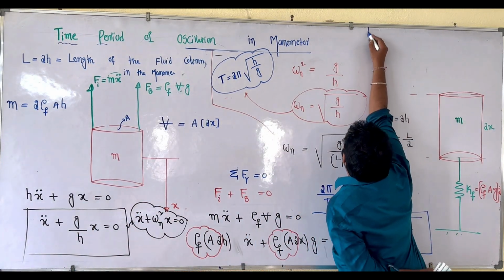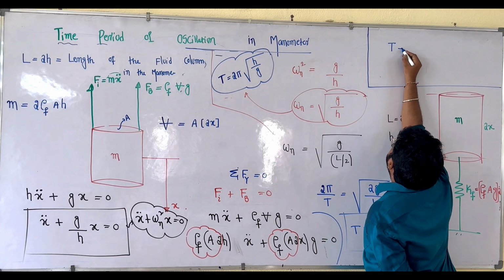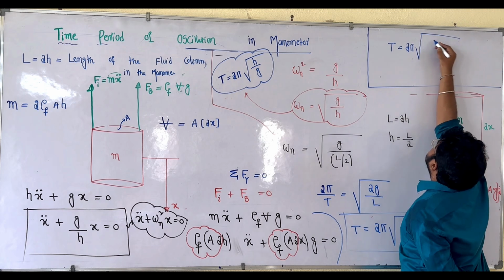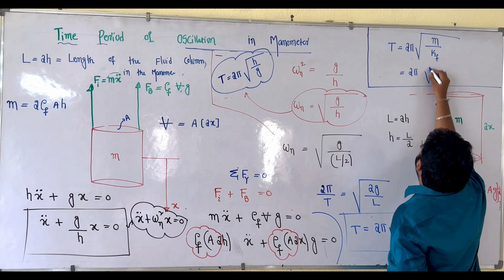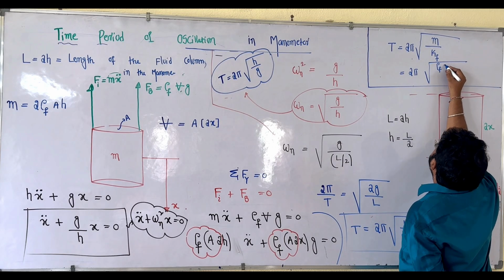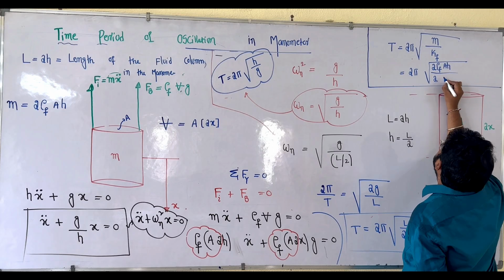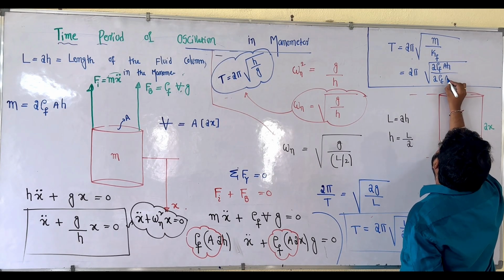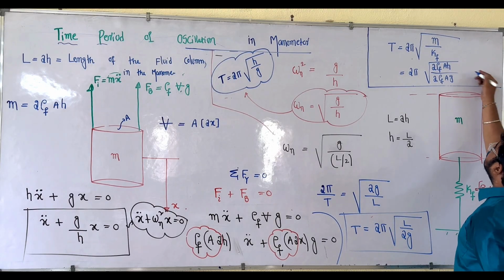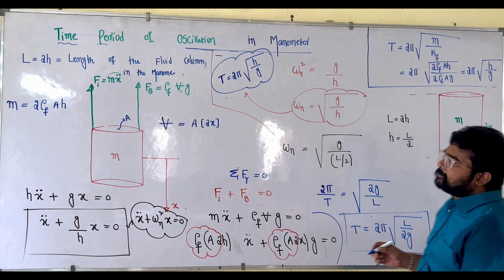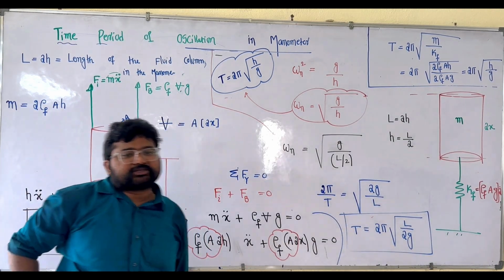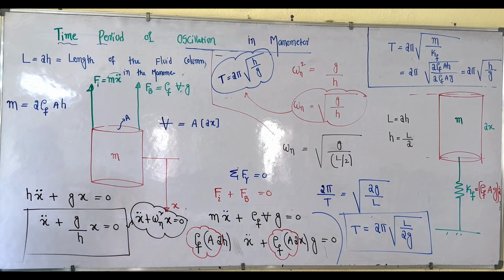So if you want to calculate the time period, 2 pi square root of m by k of the fluid equals 2 pi square root of density of the fluid into 2 times A into h, by 2 times density of the fluid into A into G, that equals 2 pi square root of h by G. Here we need to write 2 times of it. Understood?